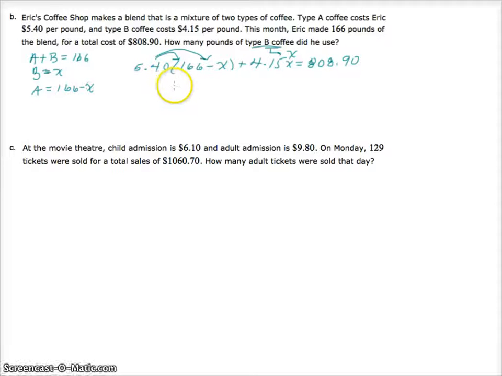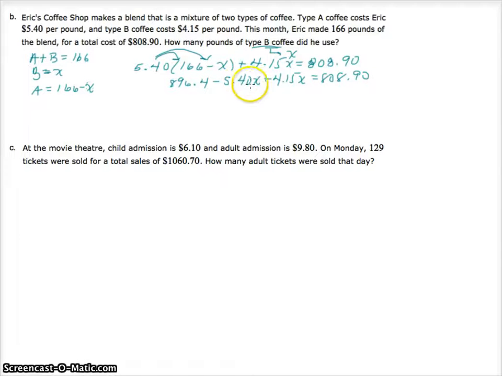So 4.50 times 166 gives me 747, minus 4.50x plus 4.15x equals 808.90.